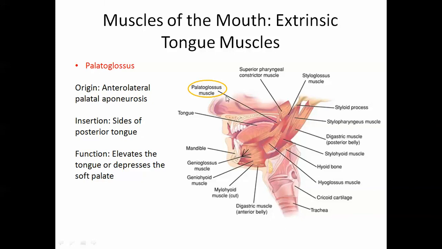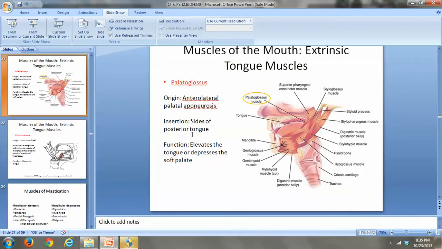Oh, sorry, I'm talking about the stylo. I got excited about the styloglossus, I guess. Oh, hold on. I think I went back one.